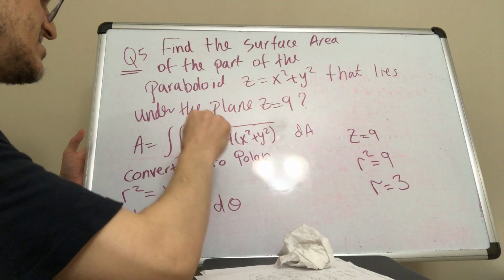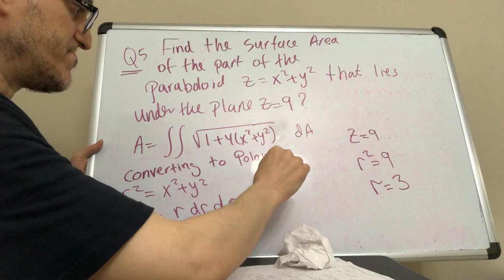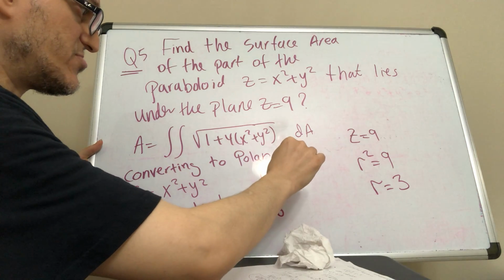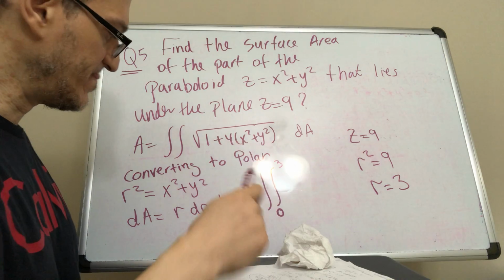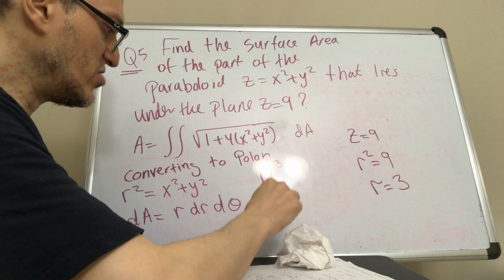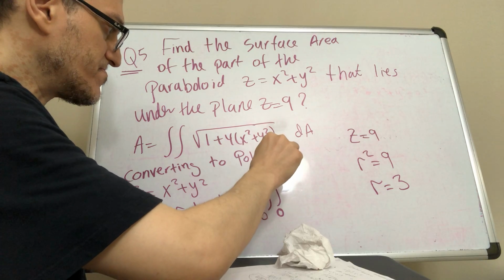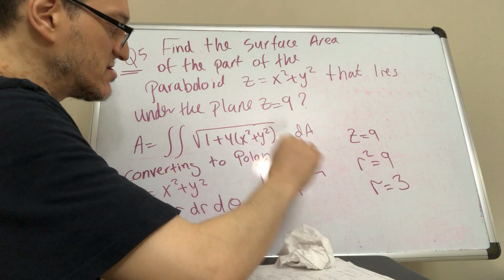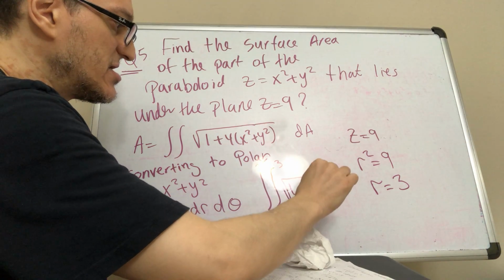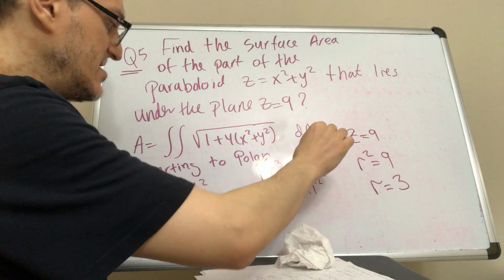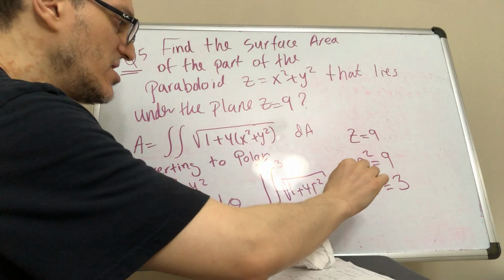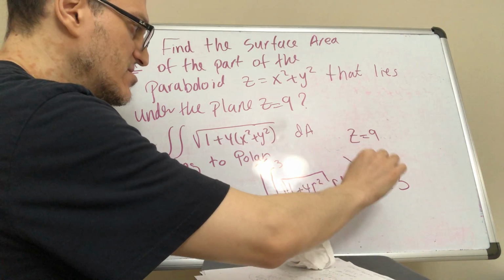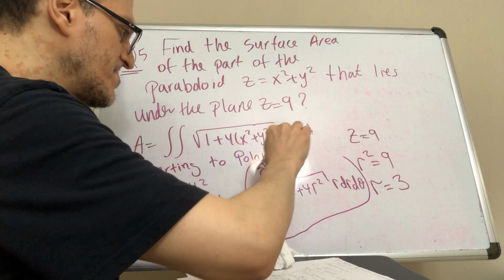Meaning that this integral becomes, watch, in terms of r, the radius starts from the origin till it reaches 3. For theta, we will consider a complete circle. One plus, instead of x squared plus y squared, I can put r squared, and the dA, as I told you, is r dr d theta. So this is the integral we need to work on.